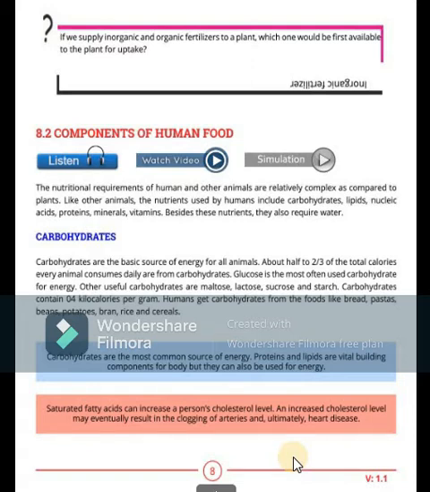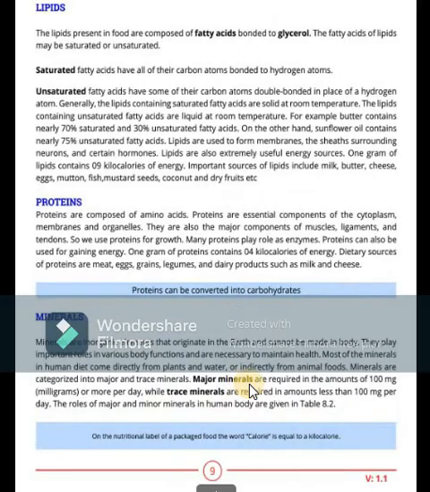Carbohydrates are the basic source of energy for all animals, including humans. Glucose is the most often used carbohydrate for energy. Other useful carbohydrates are maltose, lactose, sucrose, and starch. Carbohydrates contain 4 calories per gram. Humans get carbohydrates from foods like bread, pastas, beans, etc. Carbohydrates are also the common source of energy. Proteins and lipids are vital building components for the body, but they can also be used for energy.